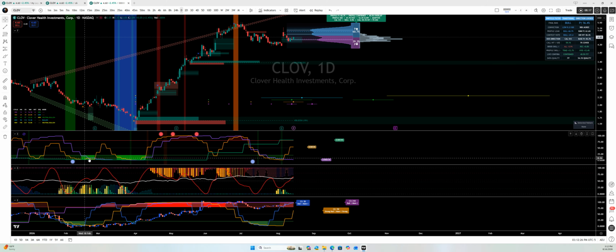The major cycle, the green one right here, is down into a sell zone. So yeah, that was dominant. Even with this little green here, it's no way. You can't compete with this, with this, with this. It's like stepping on ants.